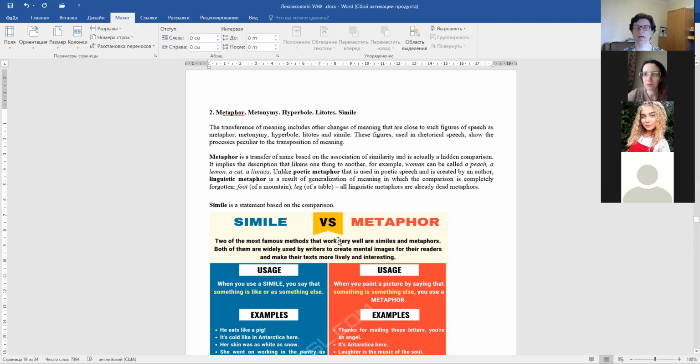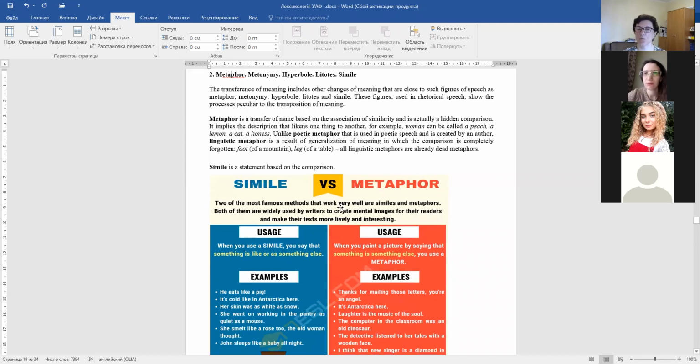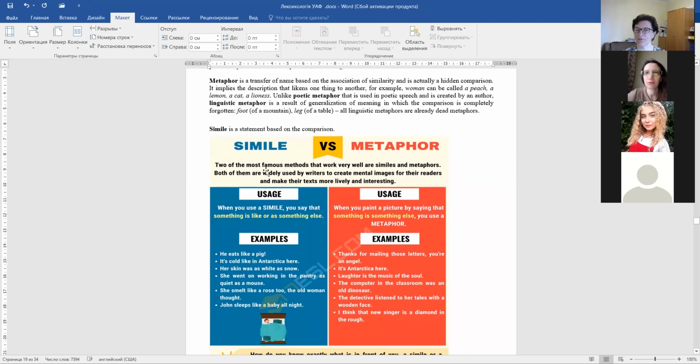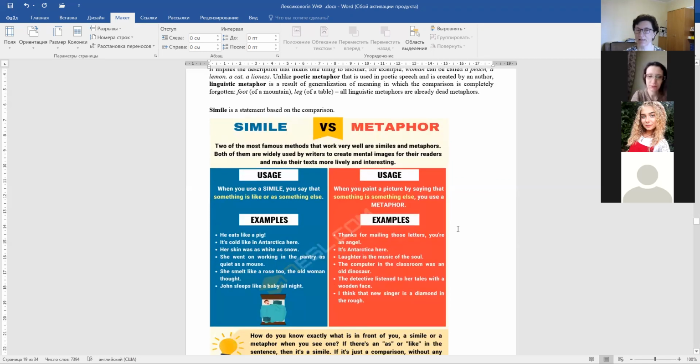And when we talk about metaphors, we usually compare a metaphor to a simile. So what is a simile? A simile is a statement based on the comparison. So for simile, let's look at this table and let's compare them. When you use a simile, you say that something is like or as something else. When you paint a picture by saying that something is something else, you use a metaphor.